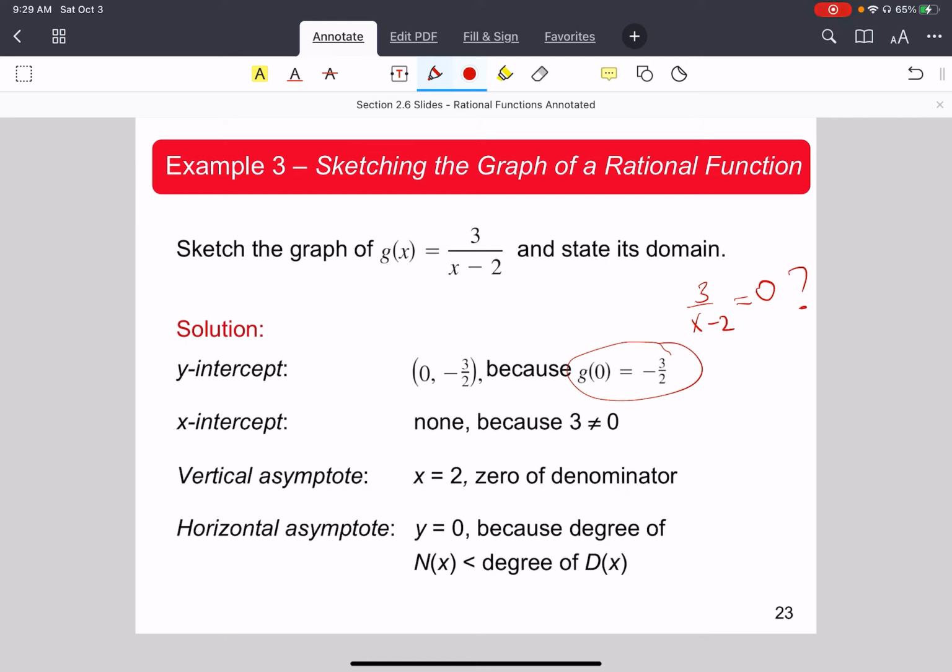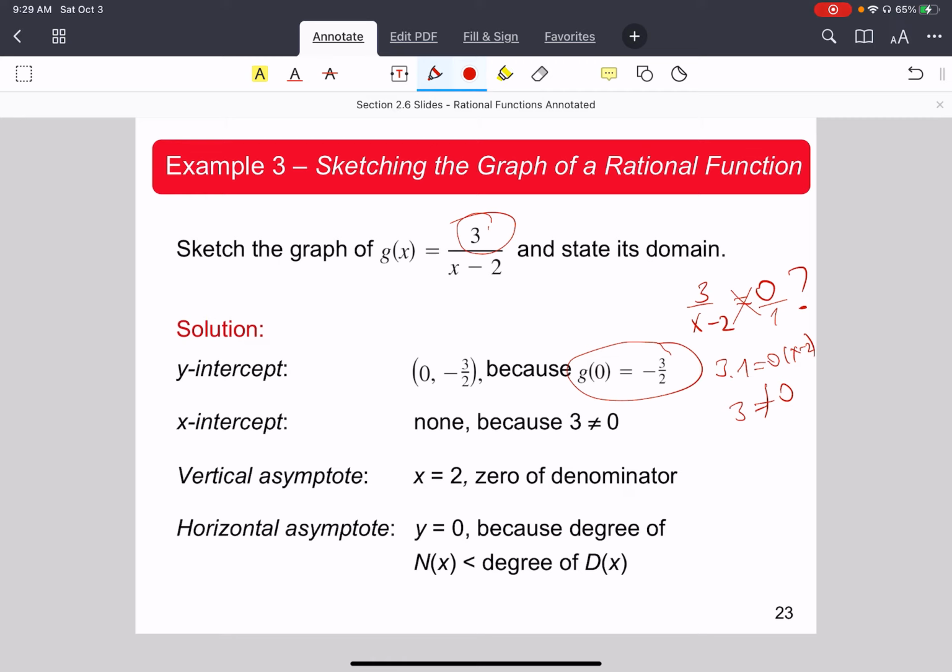You realize that because x is at the bottom and there's 3 at the top, this is not possible. The reason is that when you do cross multiplication, you can write 0 as 0 over 1. You're going to realize 3 times 1 equals 0 times x minus 2, and you're always going to get 3 equals 0, but that's not true. So what that means is because there is no x in the top, there is nothing to solve for.